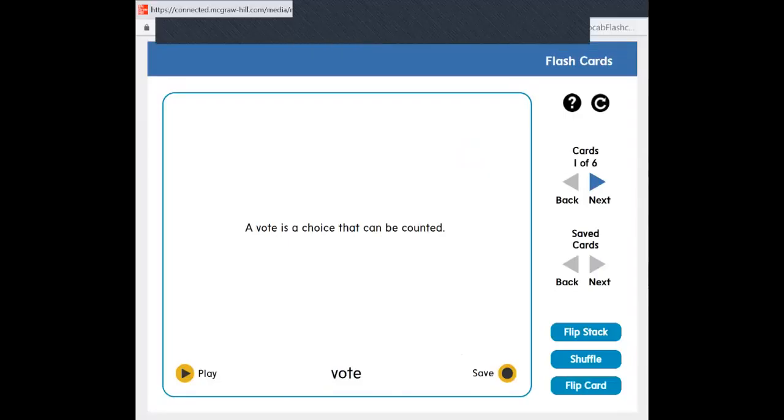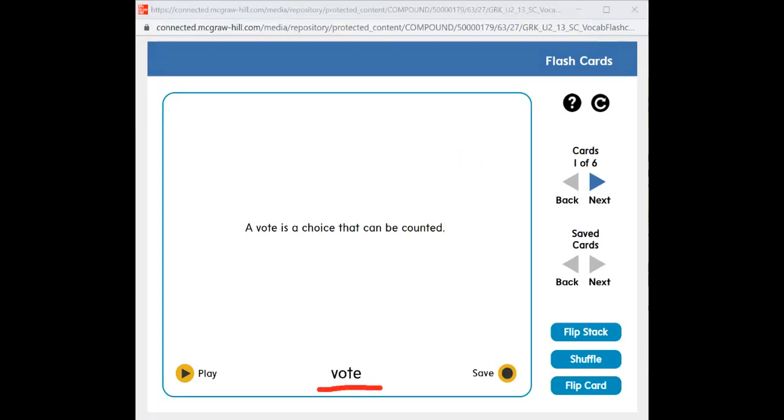All right, in your workbook, turn to page 21 and you'll see the Unit 2 foldable. So those are some words that you're going to be learning in this unit. So let's go through. There's a few more words here, but we're going to go through all of the new words that you're going to be learning in this unit. And the first one is vote. So here's the word vote. A vote is a choice that can be counted.